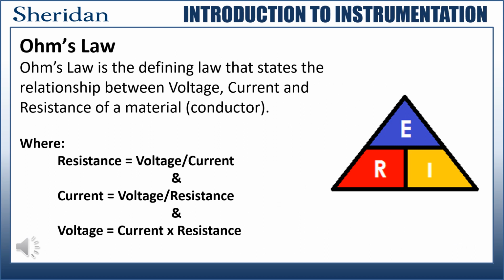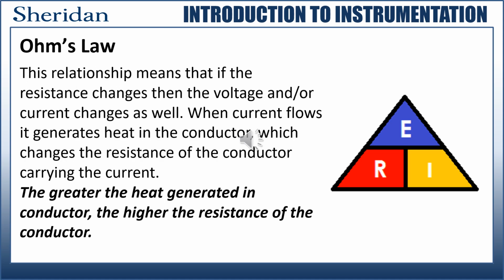As you learned from electrical theory, Ohm's law states the relationship between voltage, current, and resistance, and how in any circuit you can calculate the value of any one of the three if you know the other two. For example, to find resistance, simply divide the voltage by the current. To find the current, divide the voltage by the resistance. And to find the voltage, simply multiply the current by the resistance. This relationship also means that if the resistance changes, then the voltage and/or current must change as well.